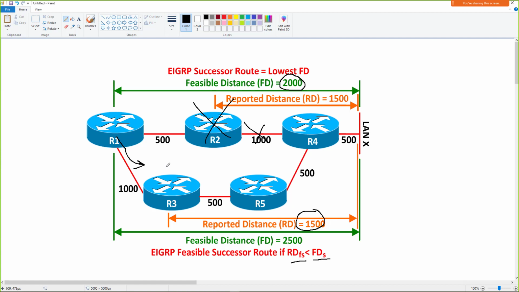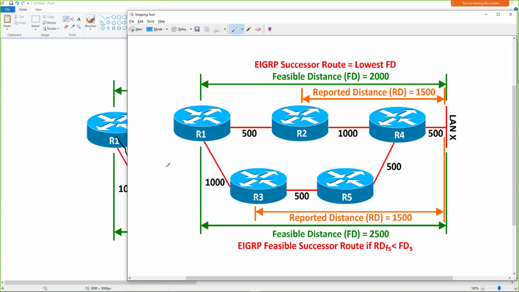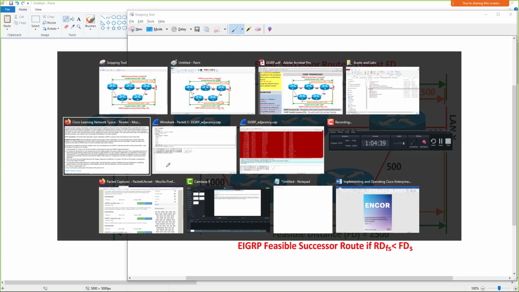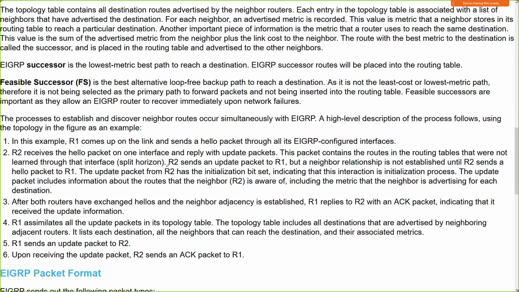So this is the cornerstone, if you will, of the DUAL process. This DUAL algorithm is this feasible successor. So I'll just read what it says here. Hopefully it'll make a little bit more sense now that you've seen it visually. The feasible successor is the best alternate loop-free path to reach a destination. As it is not the least cost or lowest path, it's not being selected as the primary path.